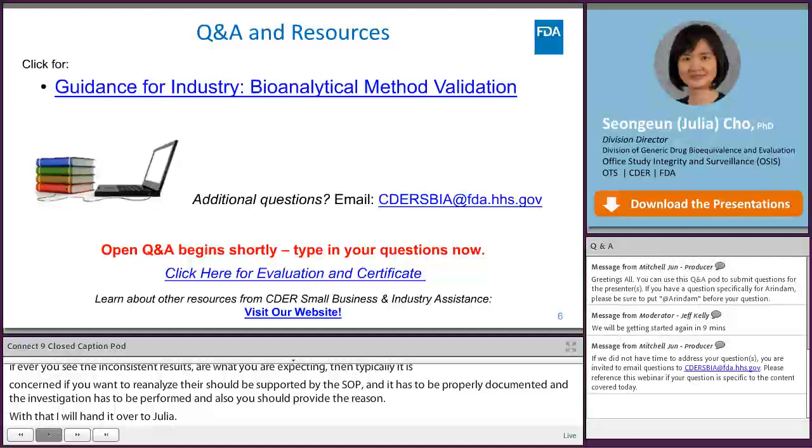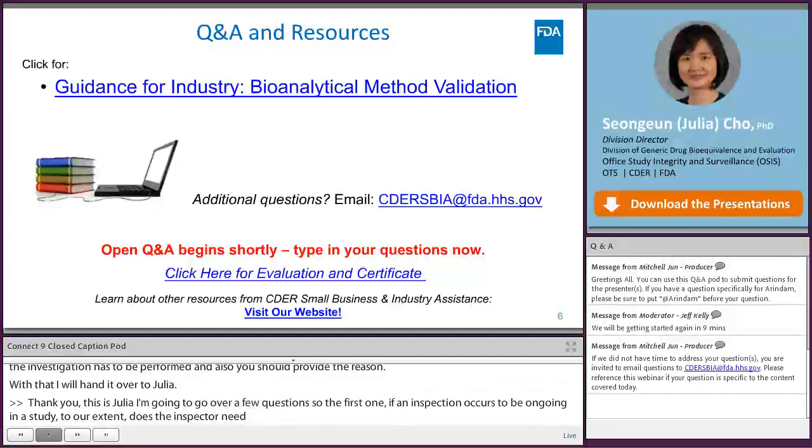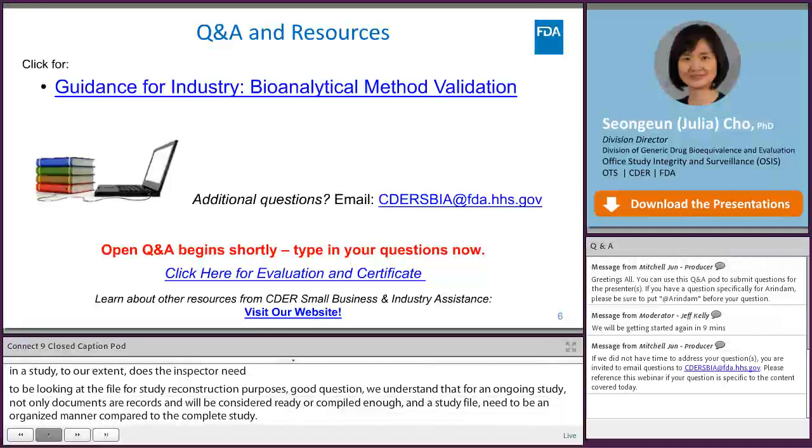Good question. We understand that for an ongoing study, not all documents or records may be QC'd already or compiled in a study file in a neatly organized manner, compared to a completed study. The important thing is the information. So long as you can provide sufficient documentation to allow reconstruction of the study done up to that point when our inspectors are doing the inspection, then that information should be sufficient.